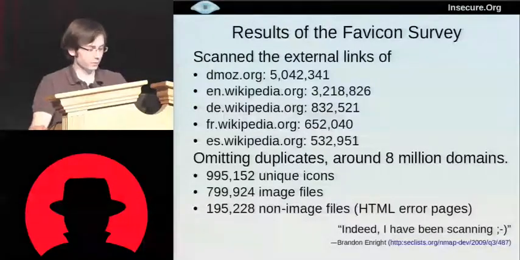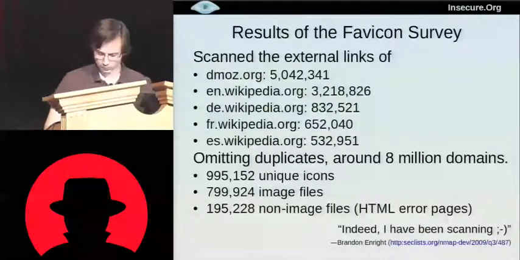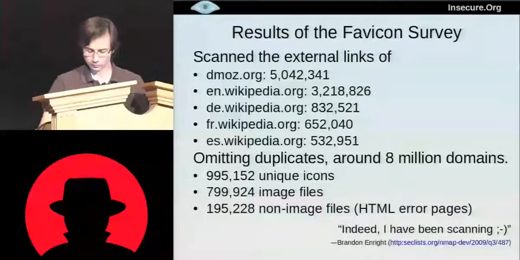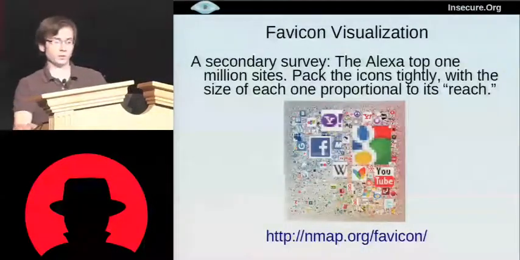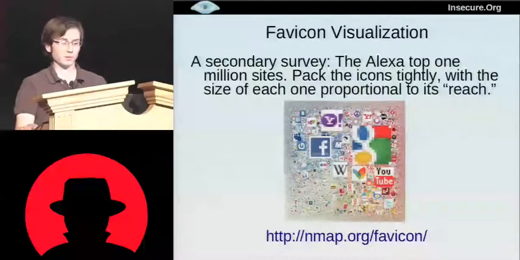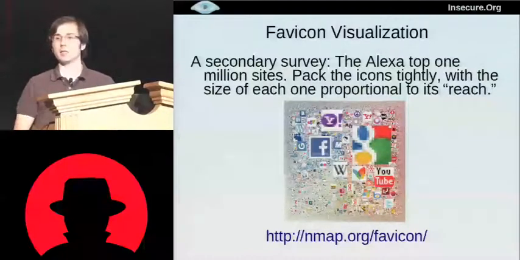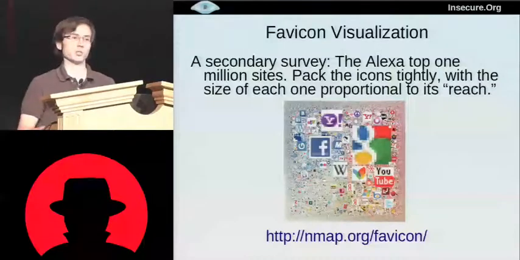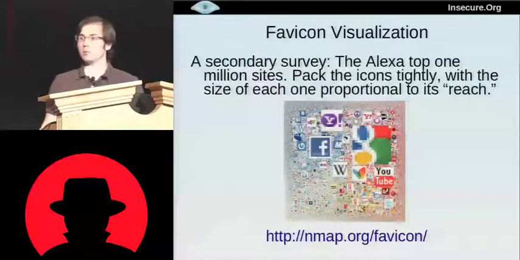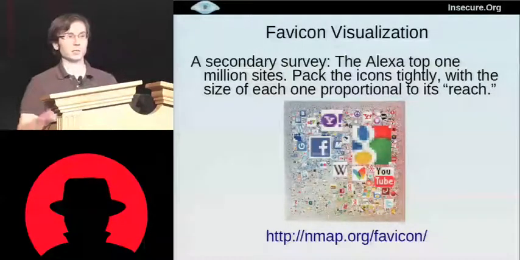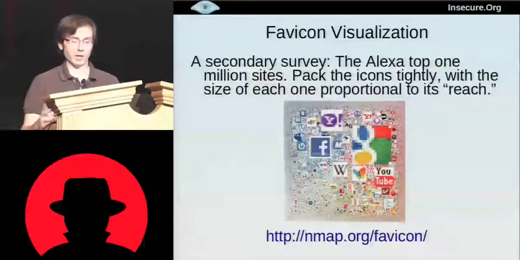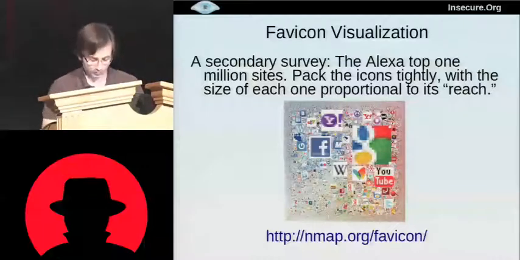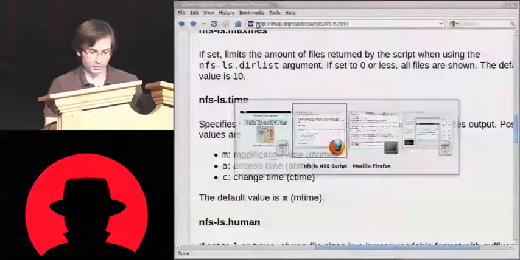So we tried to think of something more creative to do with this. We ended up doing a second scan of the top 1 million web domains as published by Alexa. They publish their top 1 million domains, and then they also publish a number that they call reach, which is just sort of a measure of how many people visit this site in a day or a week or whatever it is. And so we had the idea, we'll just get these icons, we'll pack them together into a graphic, into a visualization, make the size proportional to the reach, and just see what it looks like. So here we've got a small example, but I've got something even better.